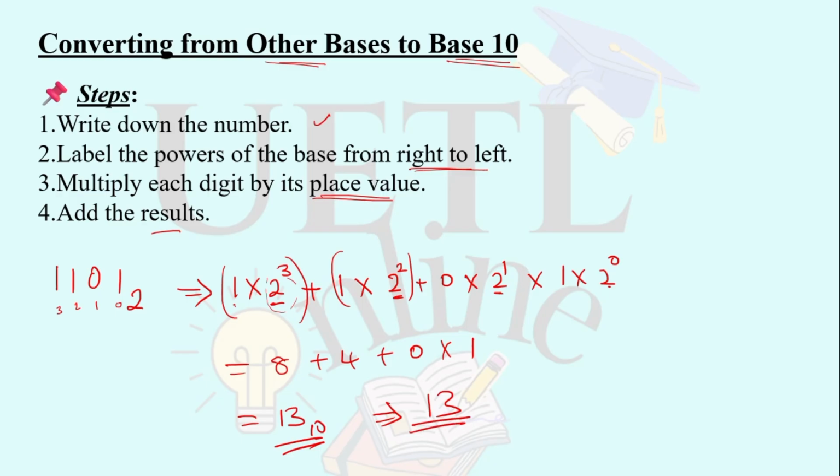Okay, so given any number, what you're going to do is first, you just have to label the powers like this: 0, 1, 2, 3. Then you just have to multiply each digit with its place value. You multiply this with its place value, this and its place value, like I did here.